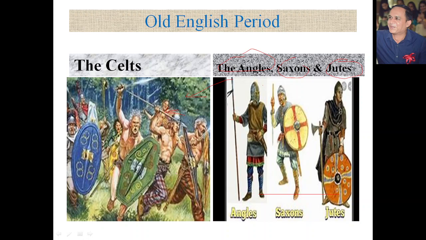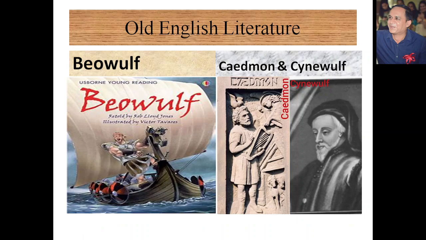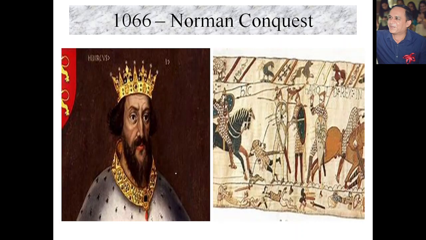So that is why these tribes came and settled there, and slowly they became the original inhabitants of that place, right? So Angles, Saxons and Jutes. So you must go through these texts. You must know a little about Beowulf and these two poets also. So this is the man who invaded England in 1066, known as the Norman Conquest, right?